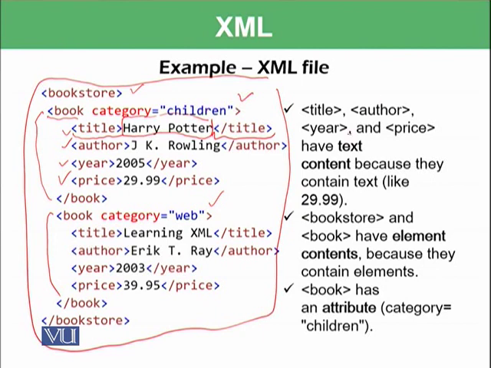And here title, author, year and price have text contents because they contain text, and bookstore and book have element contents because they contain elements, and book has an attribute as category, web and children.